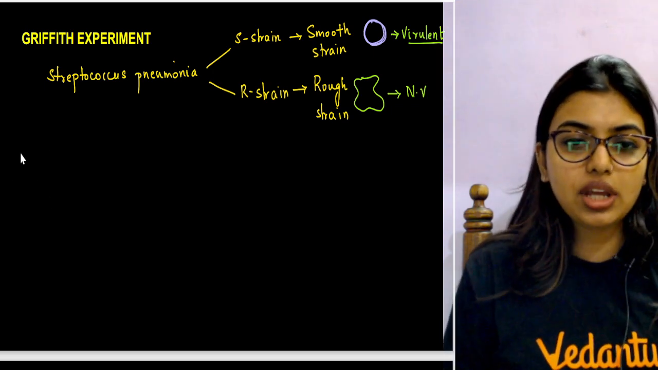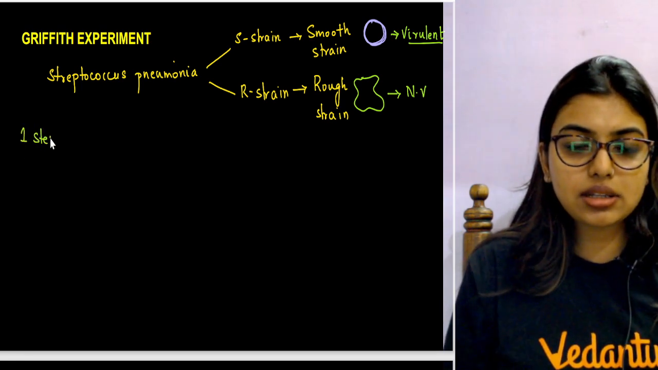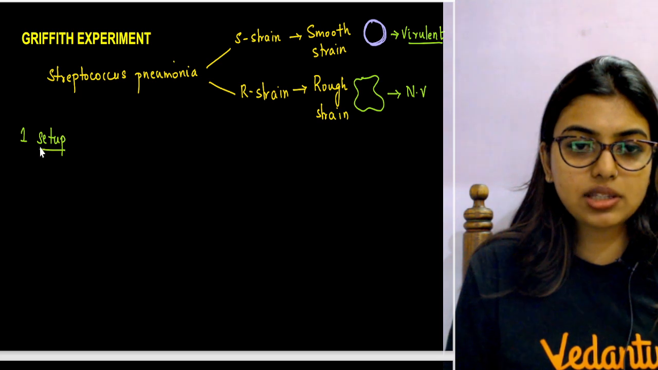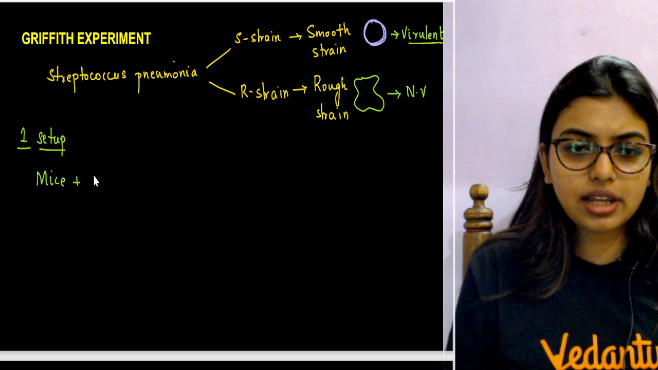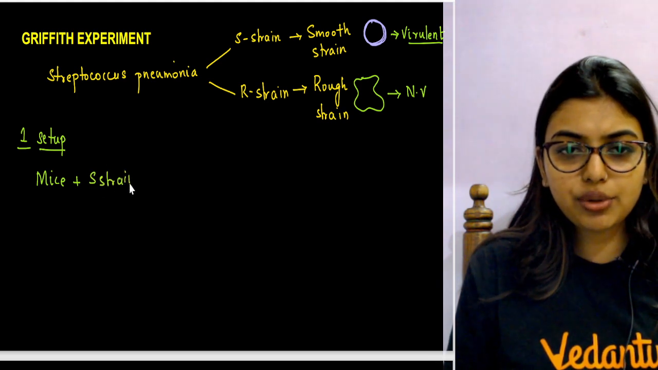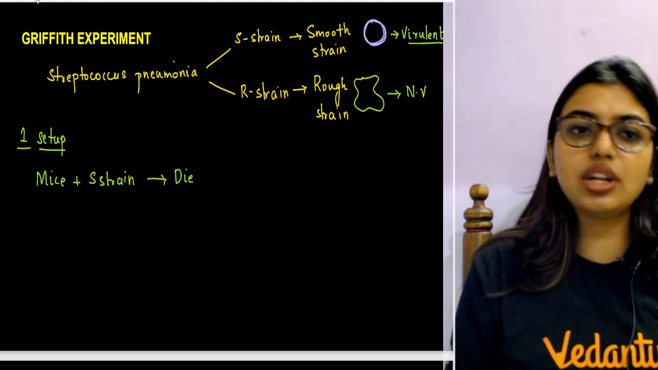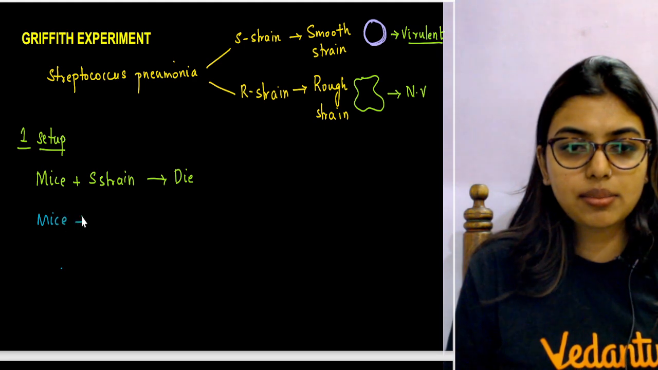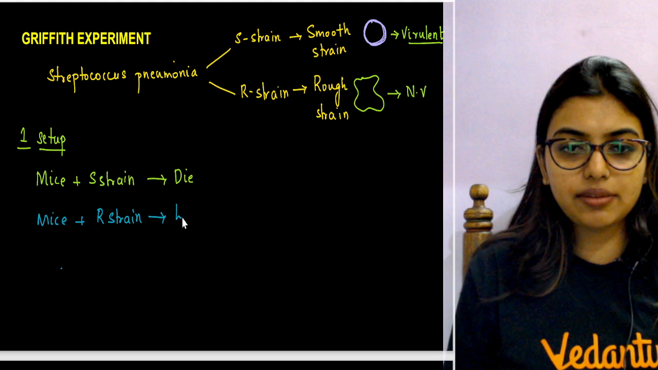Now what did Griffith do? So Griffith's first setup was that he took a mouse and injected the S strain. Now what do you expect? Obviously the mouse is going to die. The mouse died. Why? Because S strain is virulent, it can cause disease. Second setup, he did mouse plus R strain. He had to check if this is virulent or not. So he did it. The mouse lived.